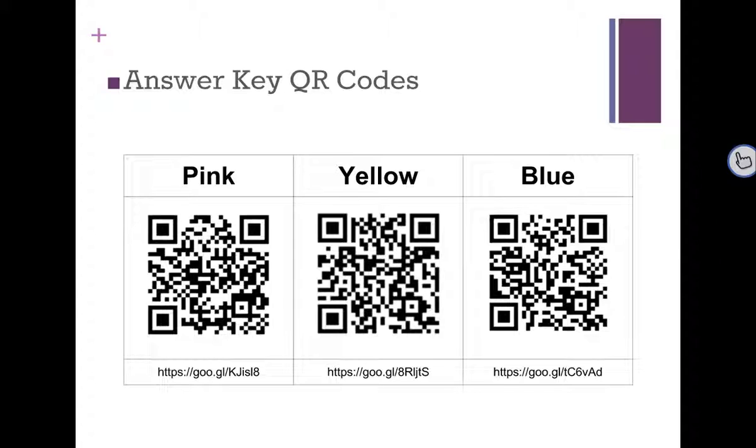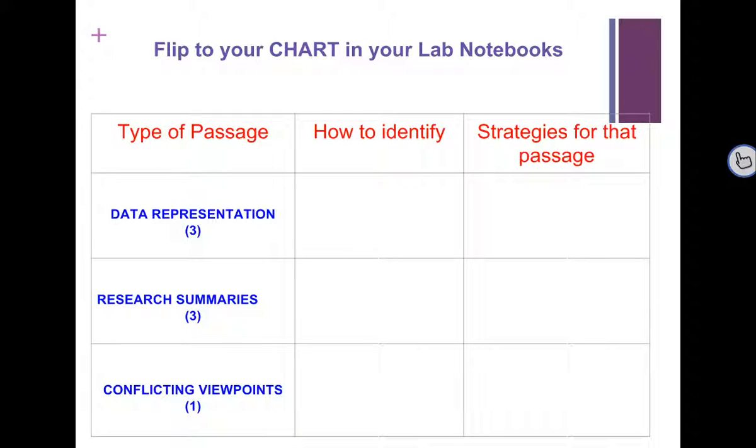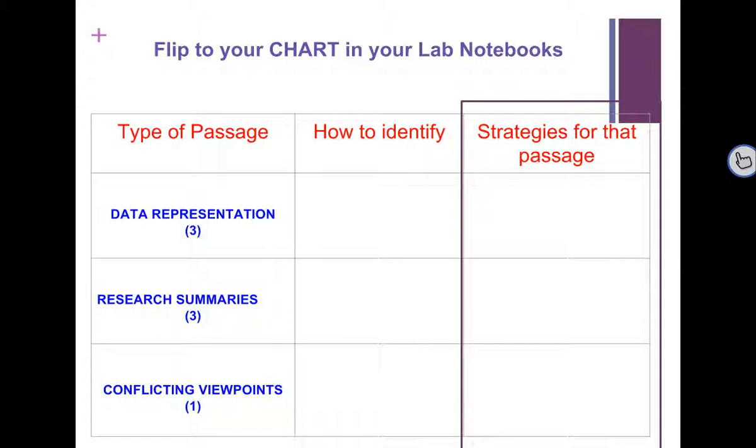Now, hopefully you've already checked your answer keys with the QR codes. Check it with what you labeled it and what the key said. Part of understanding how to do the ACT test is understanding how to approach each question. And again, what we've already done is we've written out the type of passages, we've written out how to identify, but for the rest of this time, we're going to be looking at strategies for that passage.